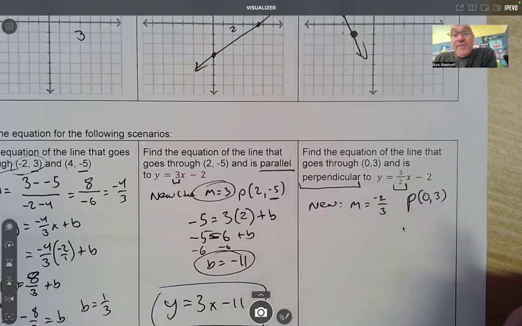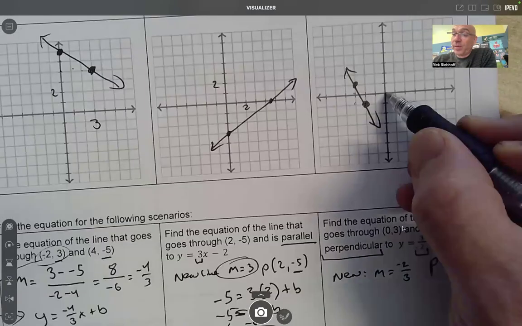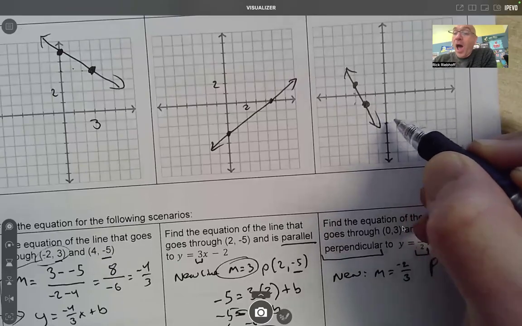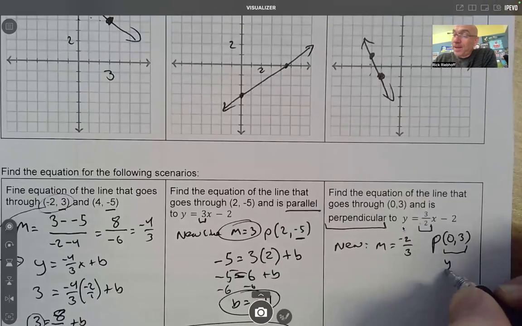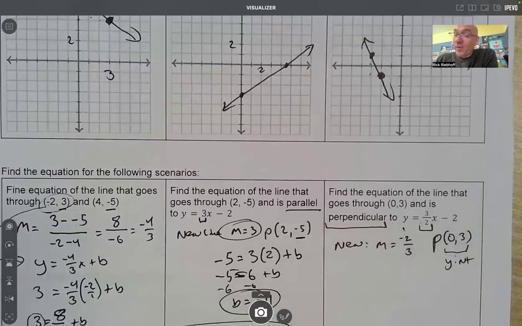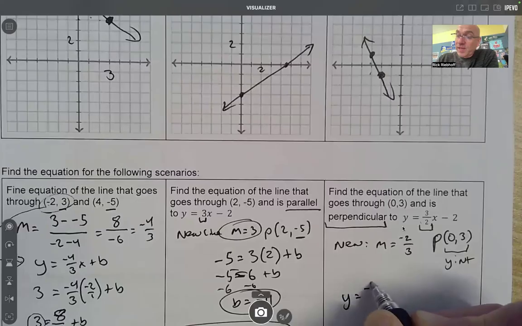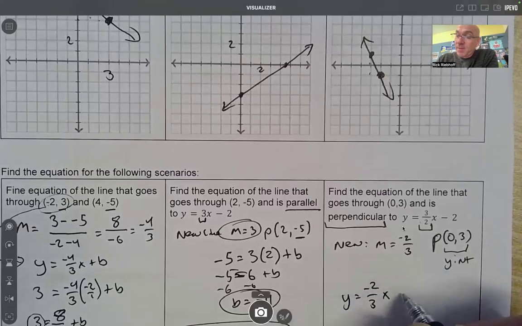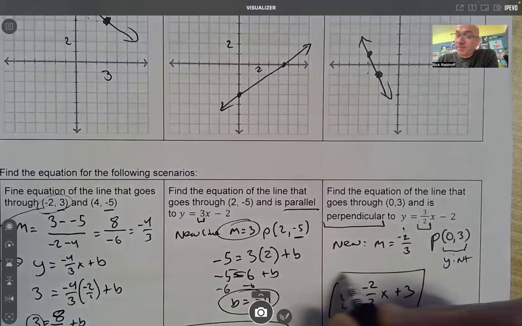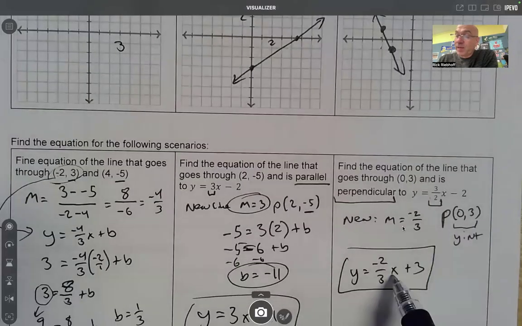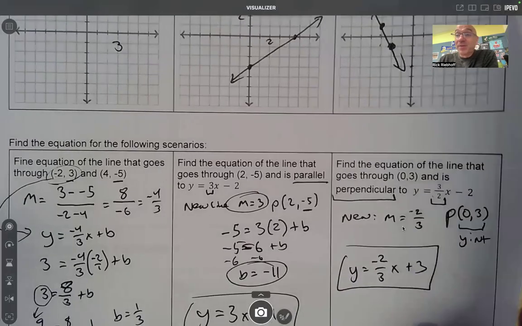0, 3, graph 0, 3. What is that? That's the y-intercept. We can cheat here. We don't have to do all that work. We got the slope and the intercept. We're done. Y equals -2/3 x plus 3. Done. Now you could have plugged the 0 in here and the 3 in here and solved for b, but b was going to be 3 no matter what you did.